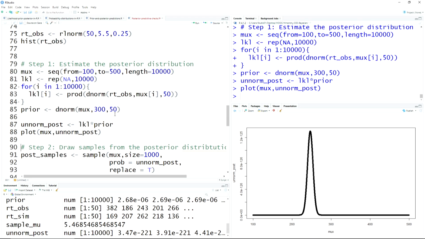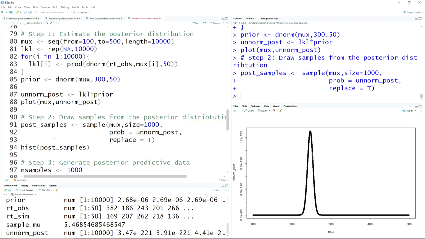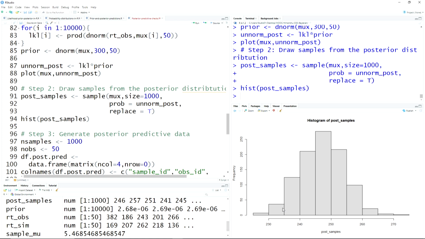Okay, what did it change? Our likelihood assumption. We are assuming now that the likelihood is a normal distribution, right? Now, let us draw samples from our posterior distribution, which was step 2. So, this is how the posterior distribution looks like, that the value of mu is somewhere between 230 and 270 milliseconds, whatever, right?